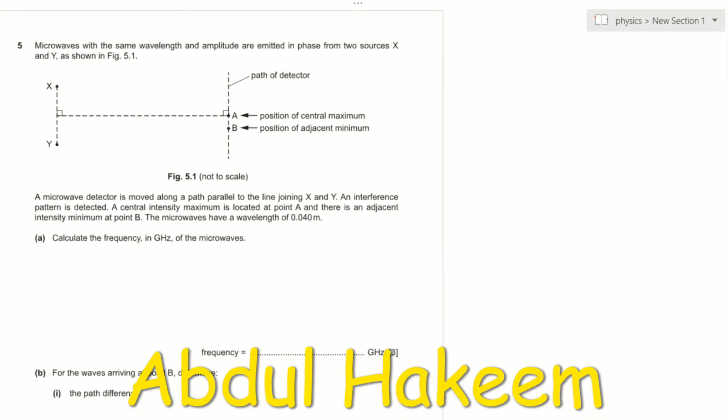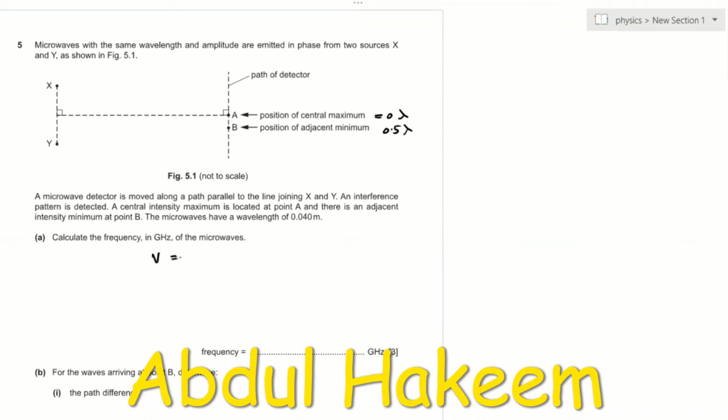An interference pattern is detected as the central intensity maxima is located at A. So this is 0 lambda, path difference. And adjacent intensity minima is point B. So this will be 0.5 lambda dark spot. The microwave has a wavelength of 0.04 meter. Calculate the frequency in gigahertz of the microwave.